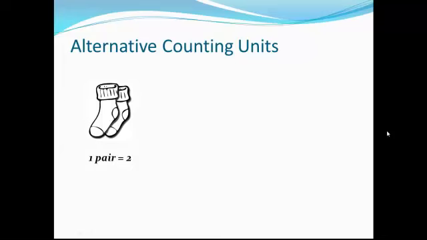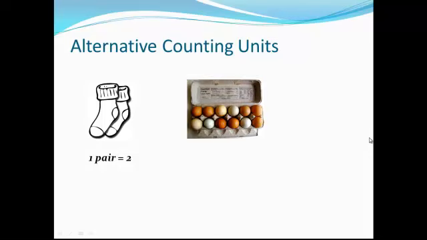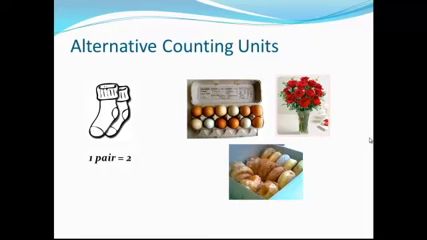So one pair of anything is equivalent to 2 of anything. This is just a very simple example. Then a lot of people buy a unit of 12, in this case 12 eggs, and as you know, it's called a dozen eggs, a dozen roses, or a dozen donuts. We don't want to talk about the multiples of 12, so we just talk about a dozen. In this case, 1 dozen of anything is equal to 12 individual units of anything.